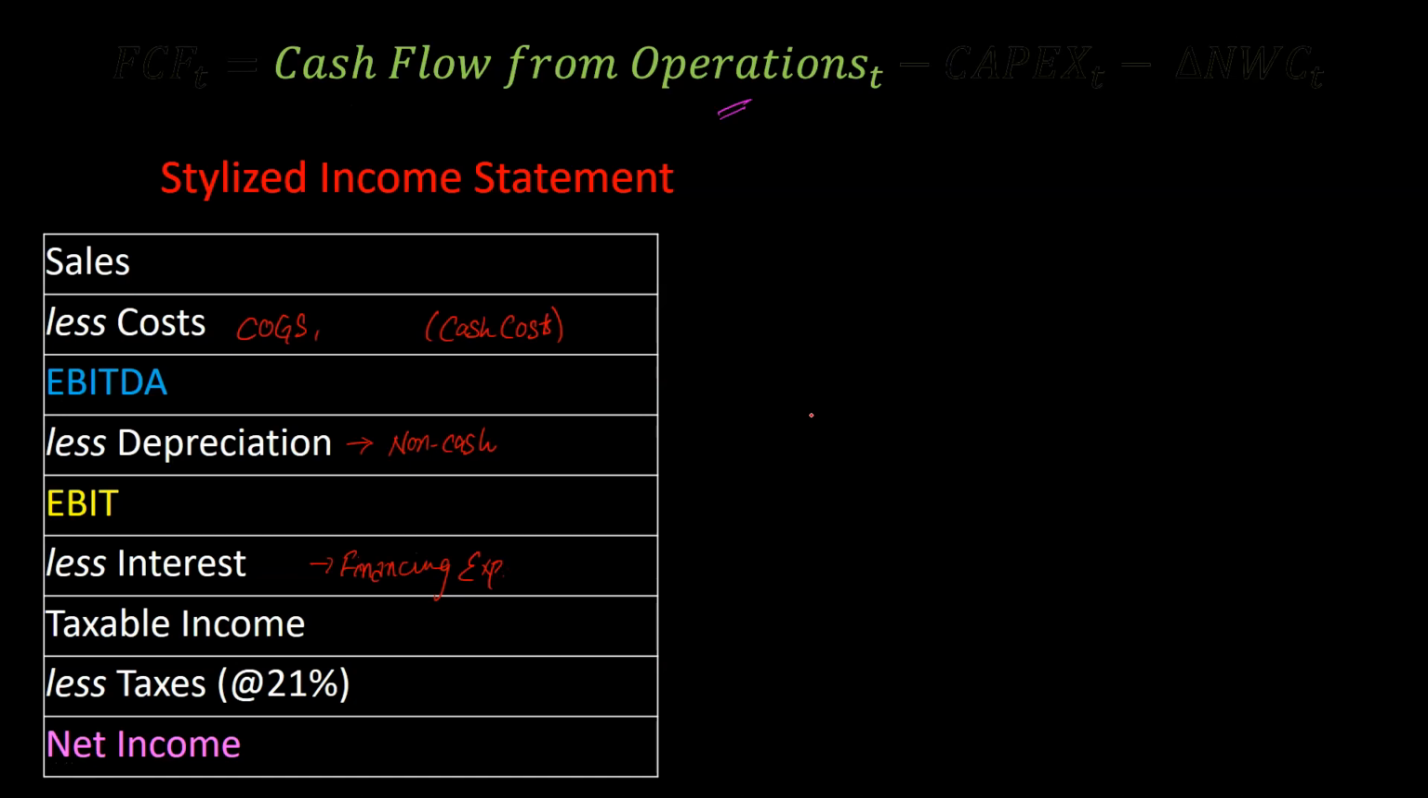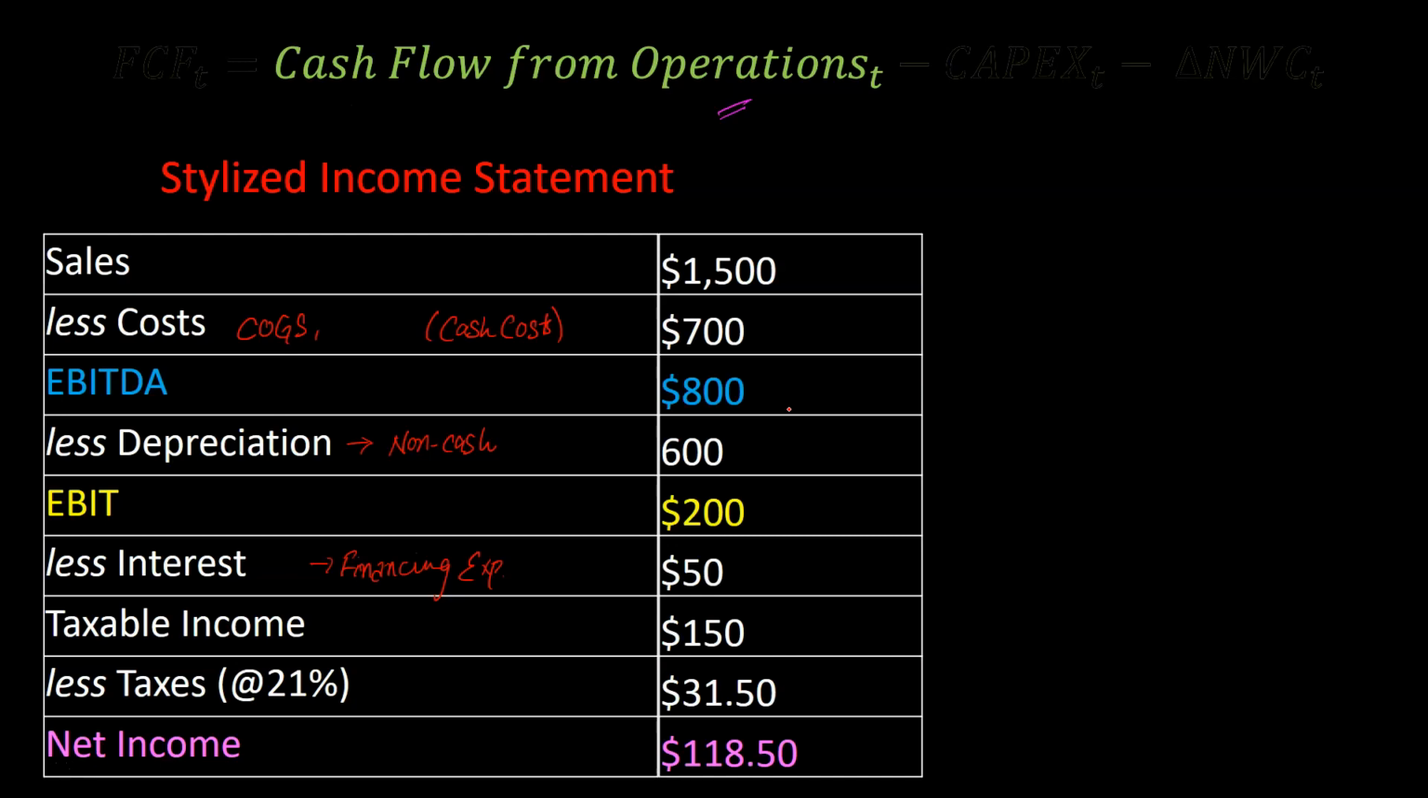So now let's suppose you're considering investing in a project today, and next year you're expecting the following figures from this project. You're expecting this project is going to generate some sales of $1,500. You have some cash costs like cost of goods sold, utilities, wages, etc. You're expecting these to be $700. So your EBITDA is $800. And let's suppose that you are also expecting depreciation expense of $600, which yields an EBIT of $200.